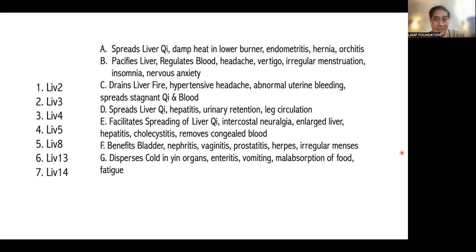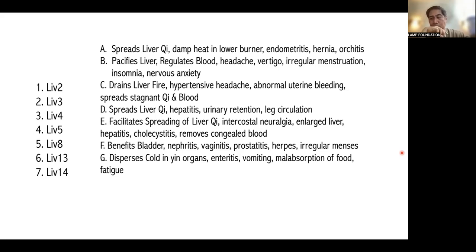Yung nagsuswell. Okay. Let's go to number 5, liver 8. Okay. Liver 8, Doc. Number 5, liver 8. My answer, Doc, is letter F. Benefits bladder, nephritis, vaginitis, prostatitis, herpes, irregular menses.